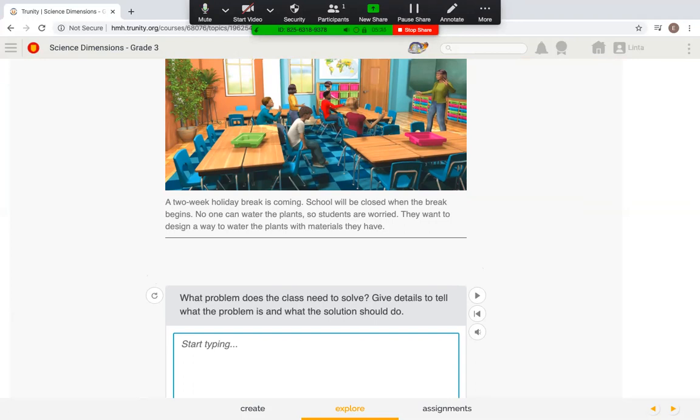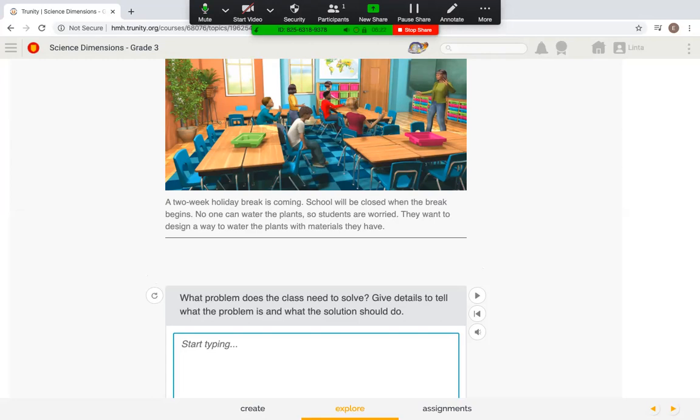Think about it. Okay, so can you tell what the problem is? Yes, you're completely right. The problem is how to water the plants while the school is closed. So what the solution should do, remember, as per the vocabulary words we learned, we have two terms, constraints and criteria. Whenever we speak of a solution, we must include both.